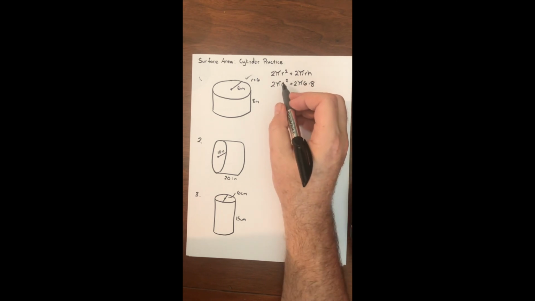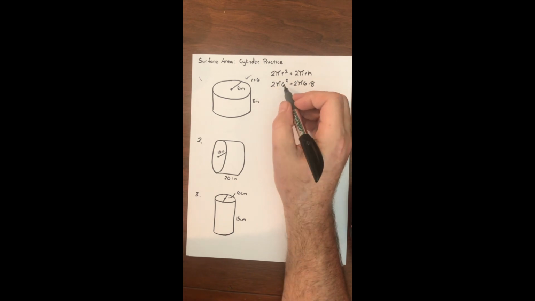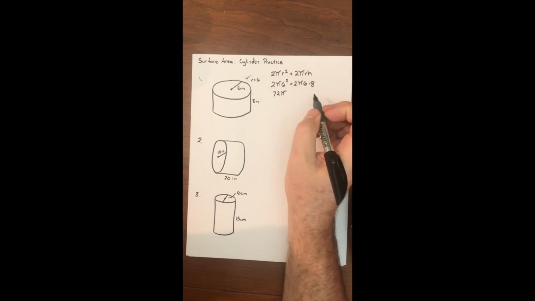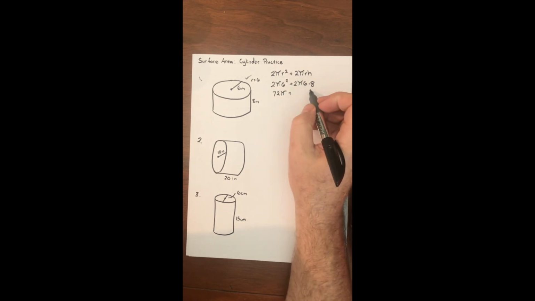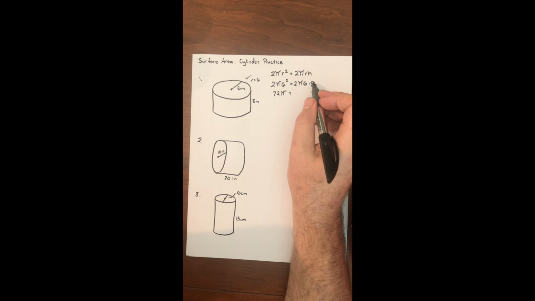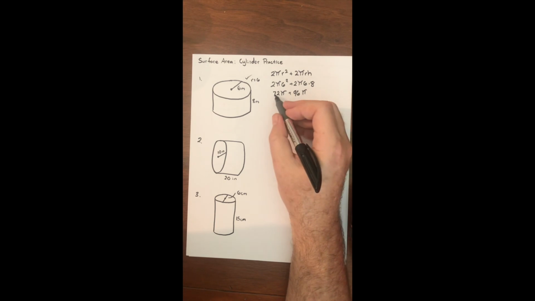Here we go. 6 times 6, which is 6 squared, is 36. I happen to know 36 times 2 is 72, because 30 twice is 60, 2 sixes makes 12, 60 and 12 is 72. So 72 pi. Right here, I've got 6 times 8 is 48. I'm going to double that. 40 times 2 is 80, 8 times 2 is 16, 80 plus 16 is 96 pi. Okay, so I got to add 72 and 96.